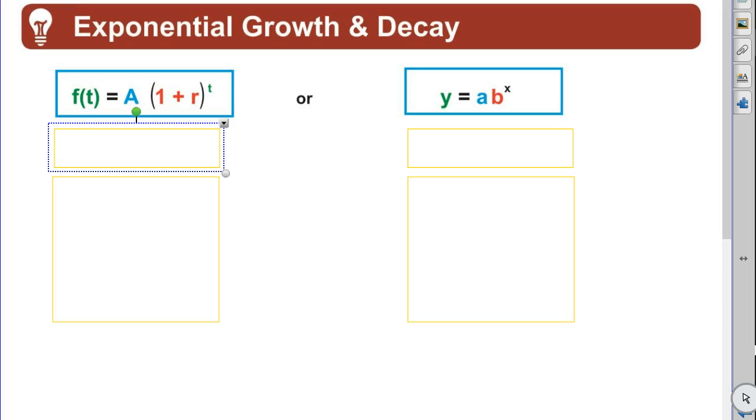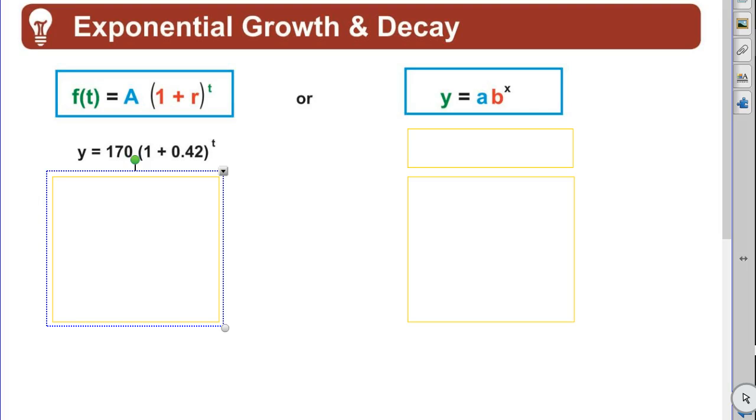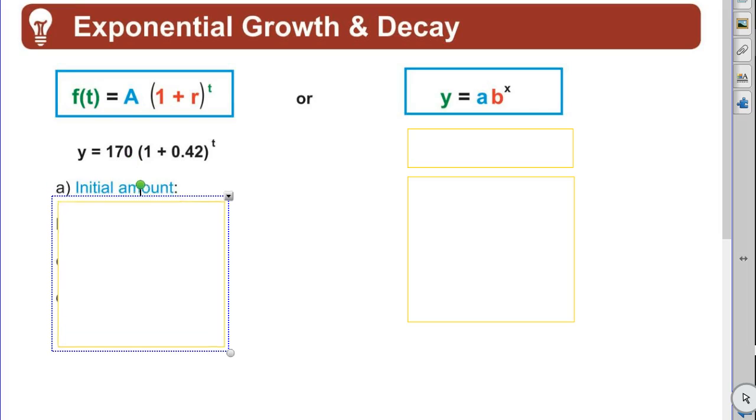All right, so let's take a look at this example here. y = 170(1 + 0.042)^t. f(t) or y, remember, are interchangeable: functional notation, or just regular y as the output. All right, so let's take a look at some possibilities here.